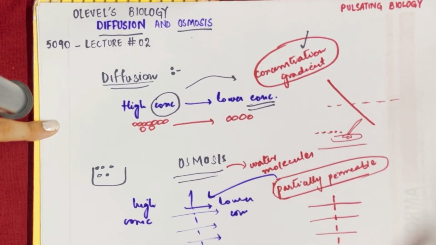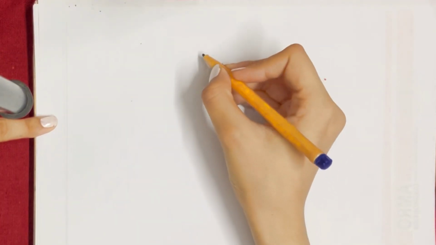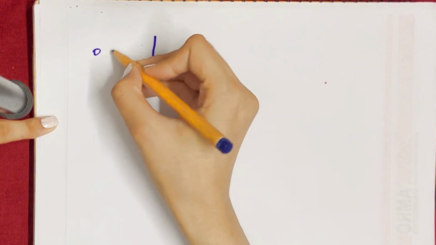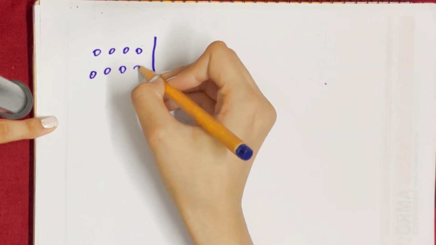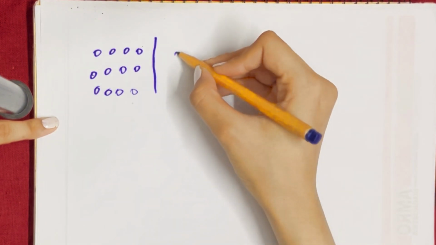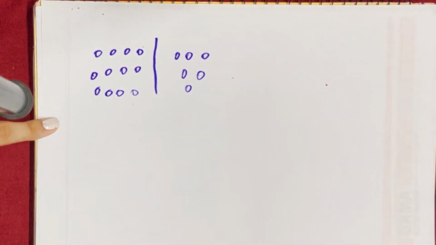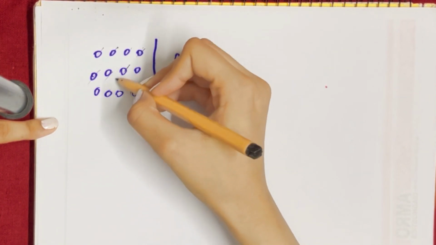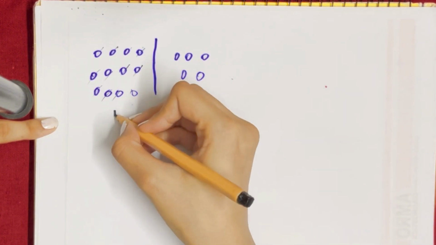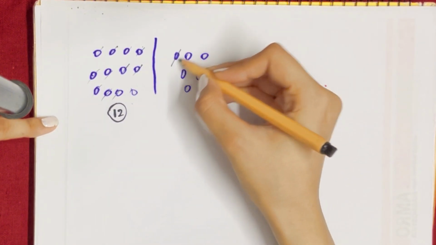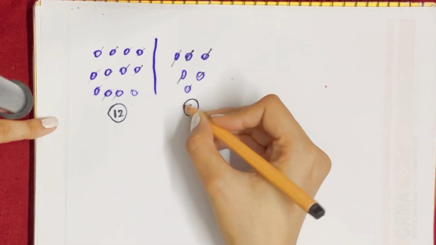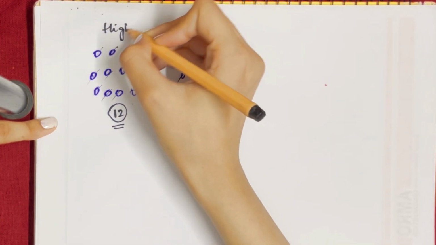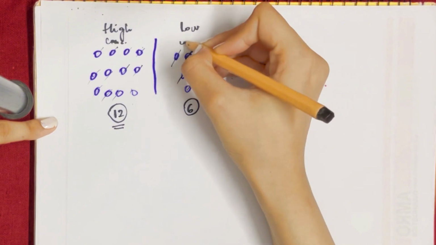Let's take an example of osmosis. For osmosis, let's draw a diagram that will be very helpful for us. There is some number of molecules in this region, and then there are some number of molecules in that region. Let's count the number of molecules: 1, 2, 3, 4, 5, 6, 7, 8, 9, 10, 11, 12. So there are 12 molecules in this region, and there are approximately 6 molecules in the other. So this region has double the molecules. That means this is a high concentration area, while the other is a lower concentration area.